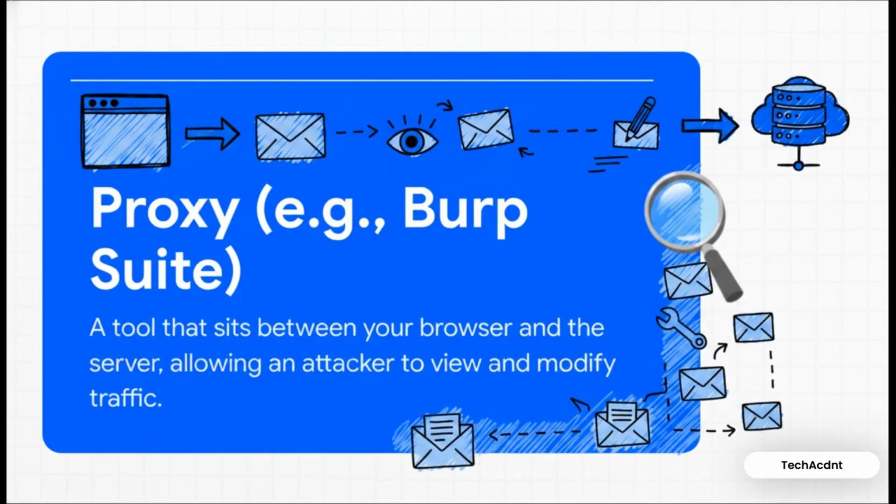And how do they do that? They use a special tool called a proxy. The best way to think about it is like a personal post office that sits between your computer and the internet. Every request you send out and every response you get back has to pass through it. And the proxy lets you open up that mail, read it, and even change what it says before you send it along.